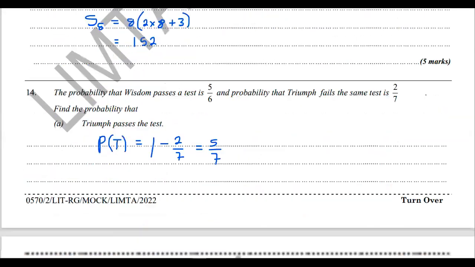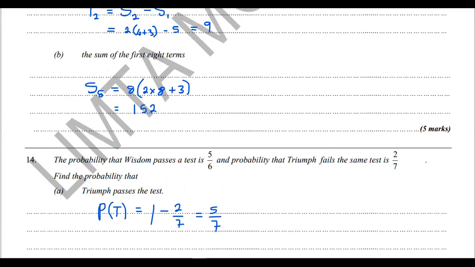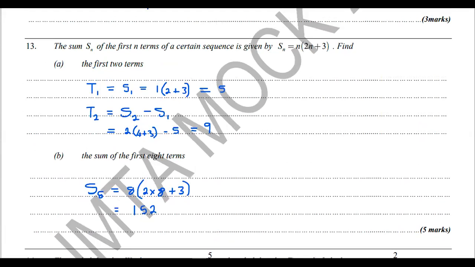All right, question 13 reads: the sum Sn of the first n terms of a certain sequence is given by Sn equals n(2n + 3). Find the first two terms. The first term is the sum of the first one term, so the sum of the first term is just the first term. That gives us 1 times (2 + 3), which is 5.